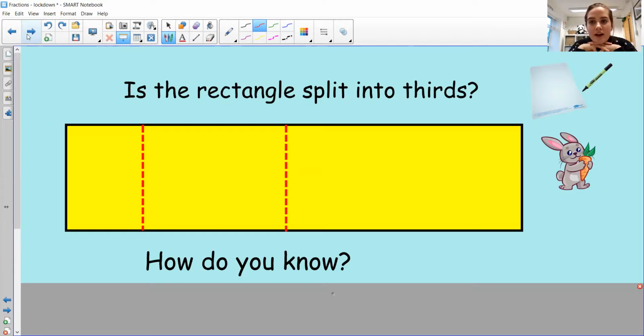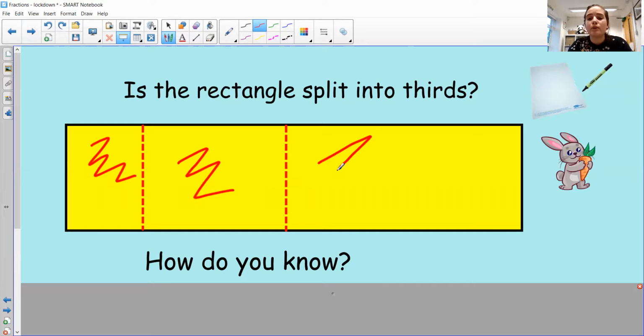Oh, we looked at this one the day before yesterday with quarters, and it says, is the rectangle split into thirds? How do you know? Is it or isn't it? Talk to somebody at home or in the classroom, pause the video and have that discussion. It's not split into thirds because they are not equal. This is a lot smaller. We've got this one, which is slightly bigger, and then this one, which is a lot bigger. They're not equal. When we're splitting into thirds, into this rectangle, we need to make sure that each part is equal, that each part is the same.